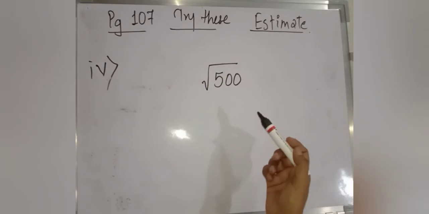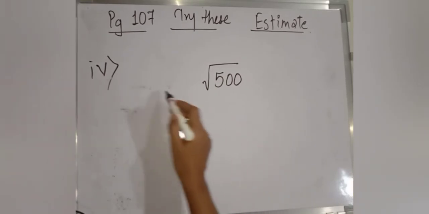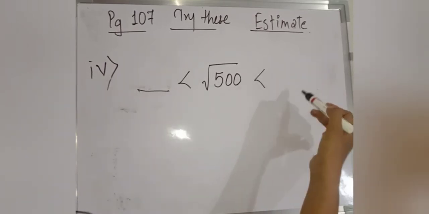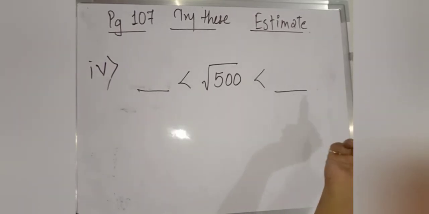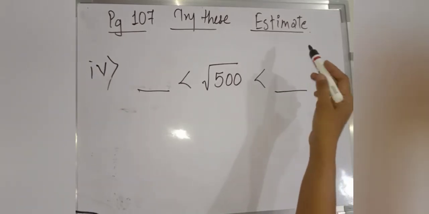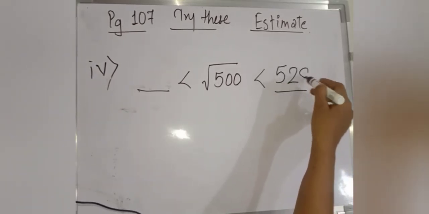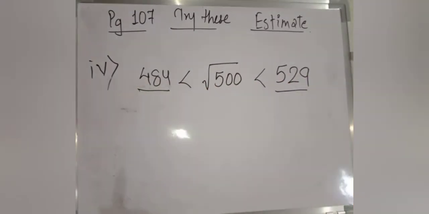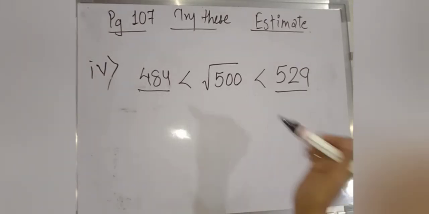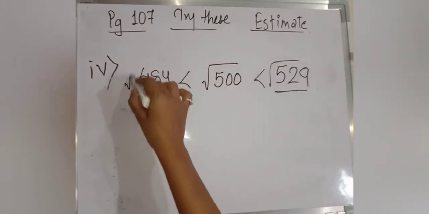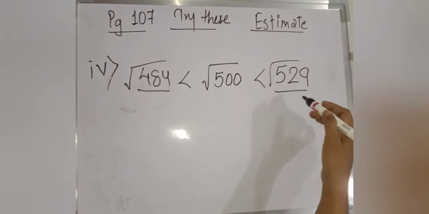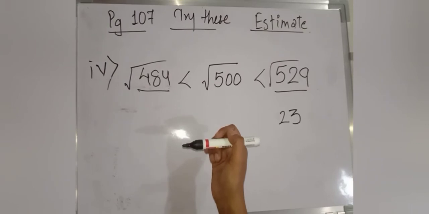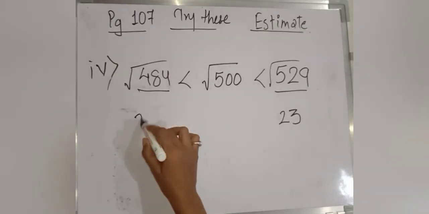Question number 4, square root of 500. Again, the greatest square number less than 500 and the smallest square number greater than 500. So 500 lies between 484 and 529. Now here the square root of 500 is given, therefore take the square root on both sides. The square root of 529 is 23 and the square root of 484 is 22.